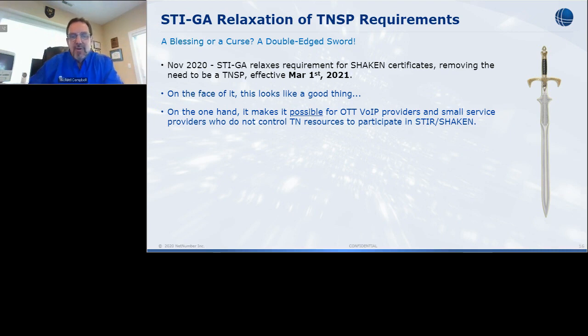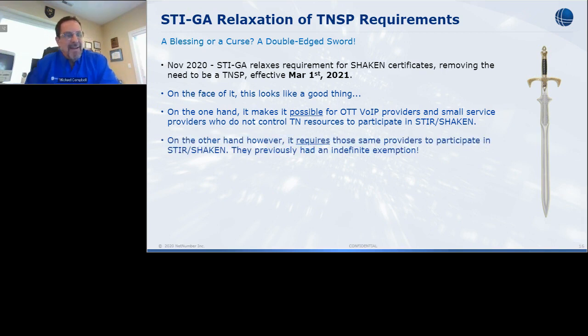If I flip that coin over, or cut with the other side of the sword, however, it may be a bad thing, because it not only makes it possible for them to do this, it makes it mandatory for them to do this. It requires those providers to participate in STIR/SHAKEN. Up until this point, they had a permanent exemption. The way the whole STIR/SHAKEN infrastructure has been set up and the FCC's guidelines on this, if you could not participate, you had an indefinite extension. All of a sudden, that indefinite extension has been taken away from this class of exemptions, and you're suddenly liable to the June 30th date.